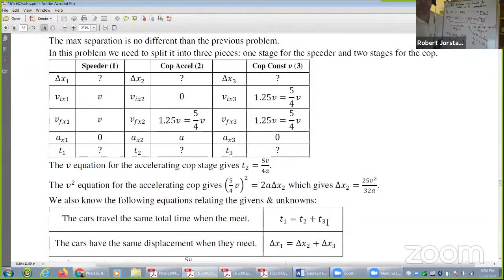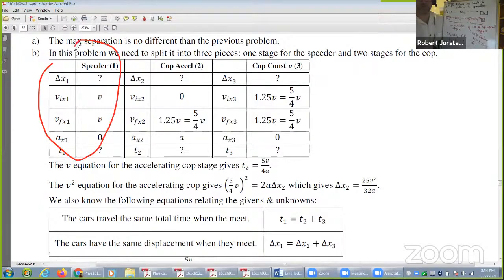But so here's our constraints. There's our list of knowns and unknowns. Think about those. Does this make sense? The speeder, nothing has changed. That's exactly the same. This cop, they start at 0. They get up to this speed because the problem tells us with this acceleration. In stage 3, the cop stays at that speed with 0 acceleration. Why? Because we were told the cop travels at constant speed afterwards.